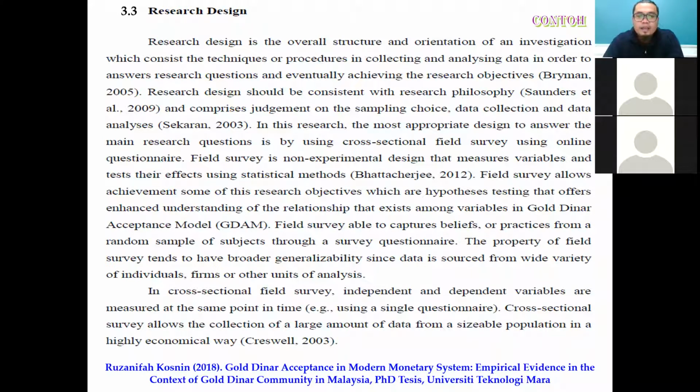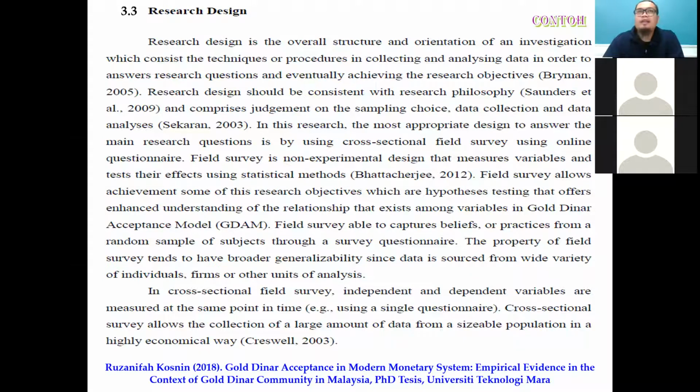In this research, the most appropriate design to answer the main research question is cross-sectional. Please remember the time horizon: we have two, cross-sectional and longitudinal. Then field survey, which is for the quantitative part, is a non-experimental design that measures variables and tests their effect using statistical methods.